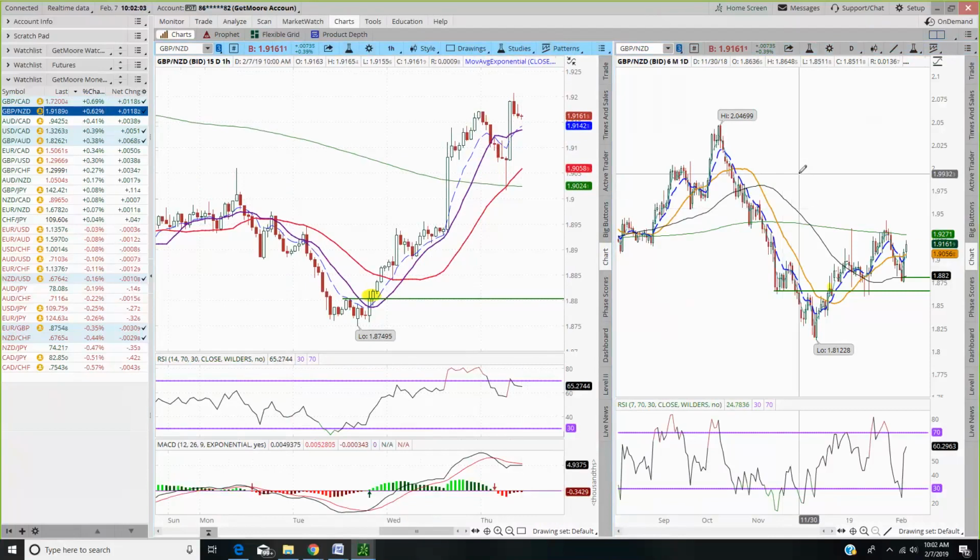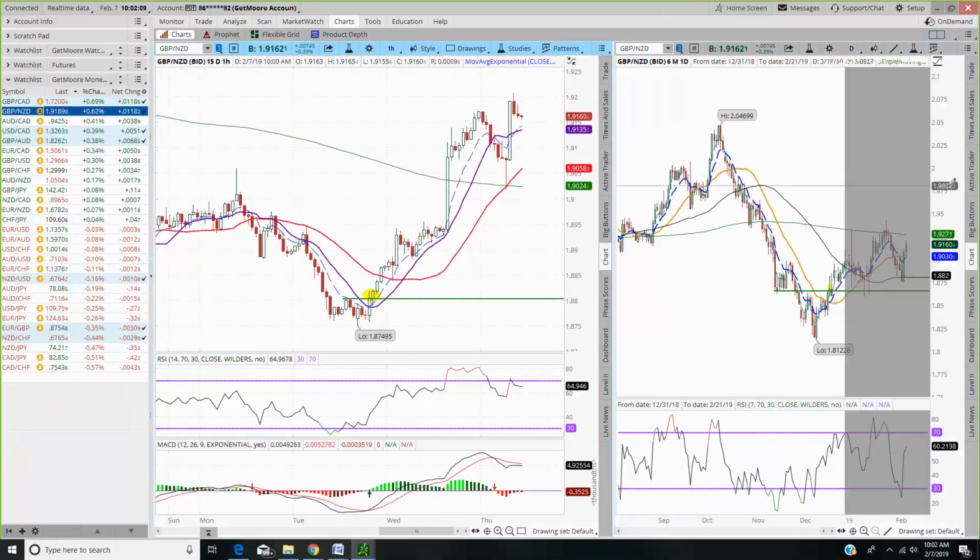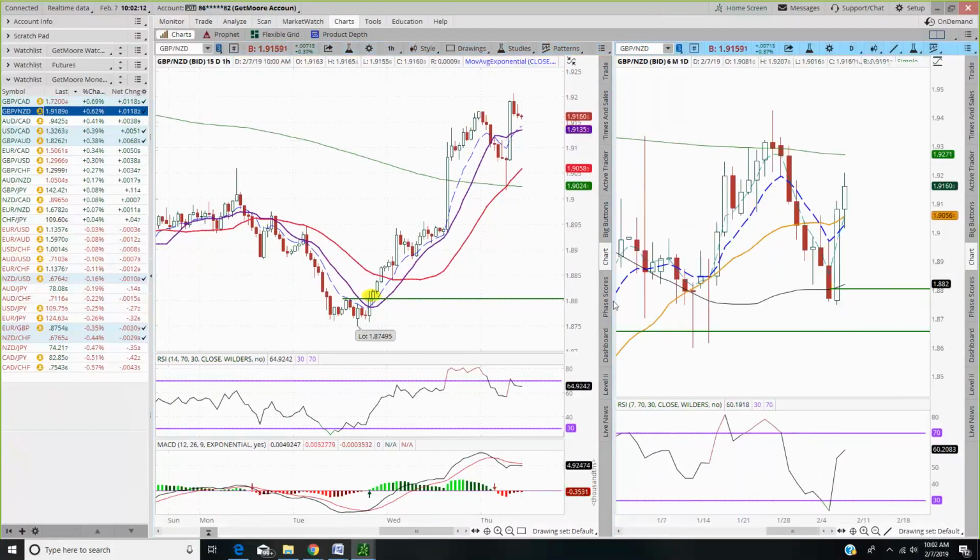Okay, somebody tell me how we did. Okay, this is the British pound New Zealand dollar. Guys, if you didn't get in it, you missed it. Here we go. Look at this. And I told all of you, watch the British pound.